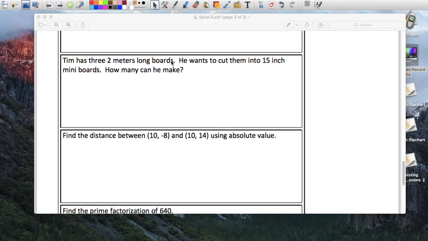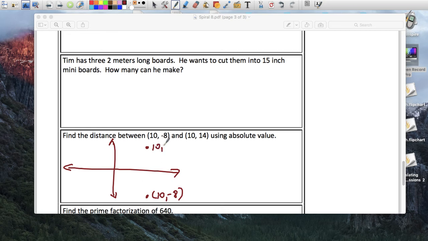Find the distance between (10, -8) and (10, 14). Okay, so anytime I have a problem like that and I don't have a graph, I make one. It doesn't have to be precise, but it helps me visualize where my points are. So (10, -8) would be 10 to the right and 8 down, so about here. (10, 14) would be 10 to the right again, and this time we're going up. So this is (10, 14).